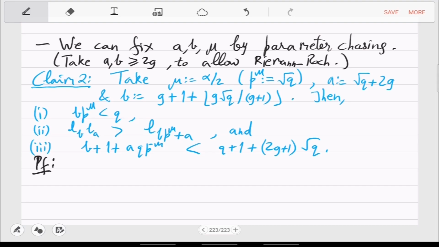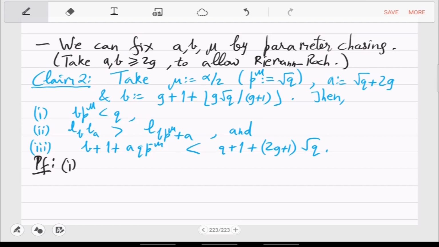B is a bit more complicated because it seems that it is close to square root Q. But remember that square root Q is bigger than G square. So B is also much bigger than 2G. So both A and B are sufficiently large. So we will have control on LB and LA. And P raised to mu is square root Q. Yeah, so there is some intuition in this fixing. And once you fix this, you can just do the calculation, it works. So this is now just simple verification.